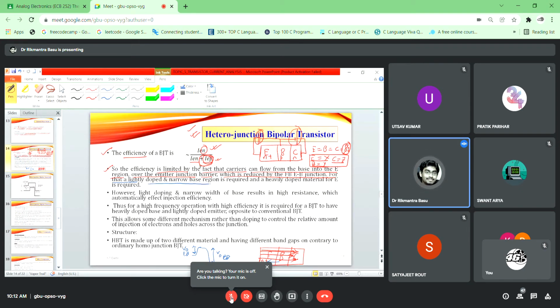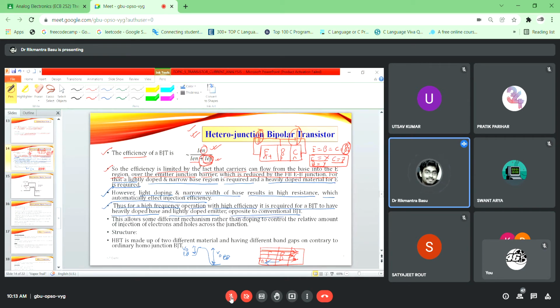So a lightly doped and narrow base region is required and a heavily doped material for the emitter is also required. Those are the design precautions which we have already considered. However, the light doping and the narrow width of the base result in a very high resistance. A very high resistance means there is always a restriction in the flow of current, which automatically affects the injection efficiency. Thus, for a high frequency operation with high efficiency, it is required for a BJT to have a heavily doped base but a lightly doped emitter.